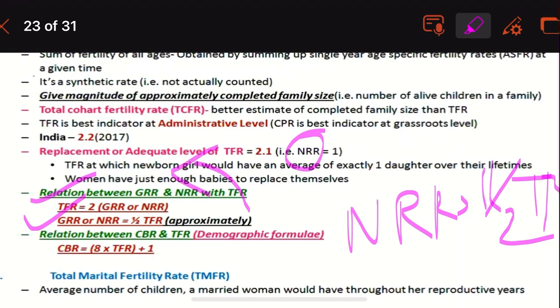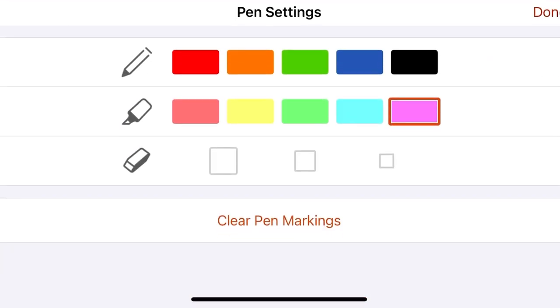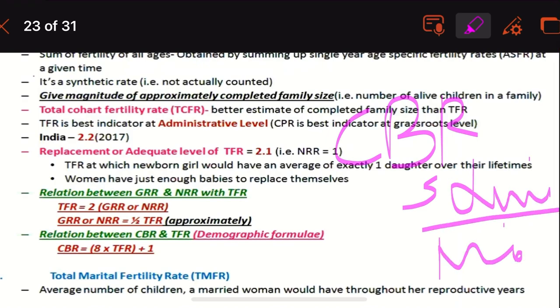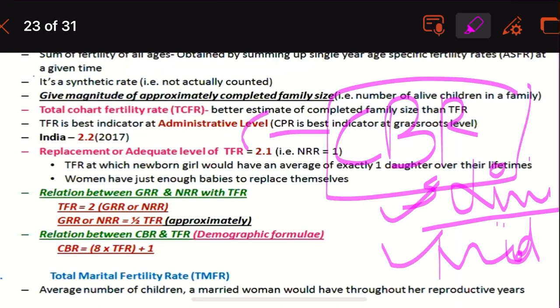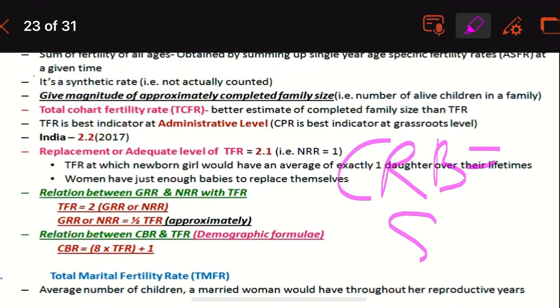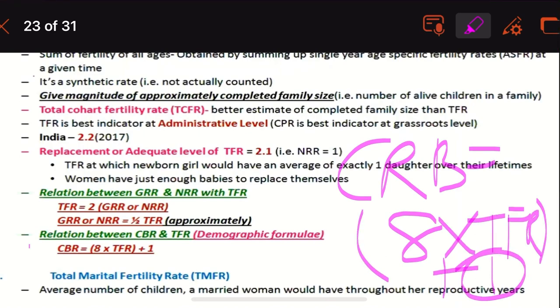The relationship between the crude birth rate and total fertility rate. In the first place, we studied the crude birth rate, wherein we calculated the total live births by the mid-year population, irrespective of the reproductive age group. So this crude birth rate has some relationship with the total fertility rate. What is this relation? The crude birth rate is equal to 8 times the total fertility rate plus 1. That's what you have to remember: crude birth rate is 8 times the total fertility rate plus 1.